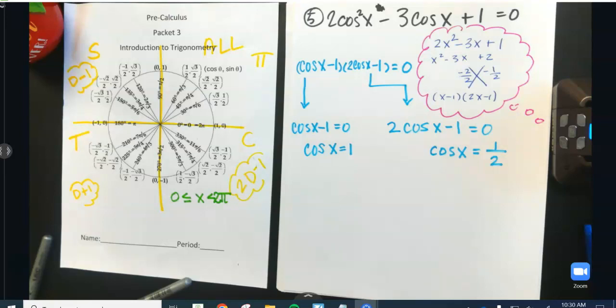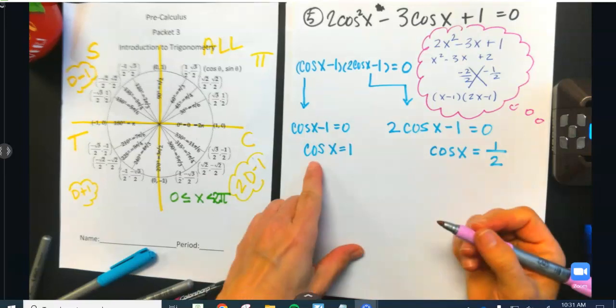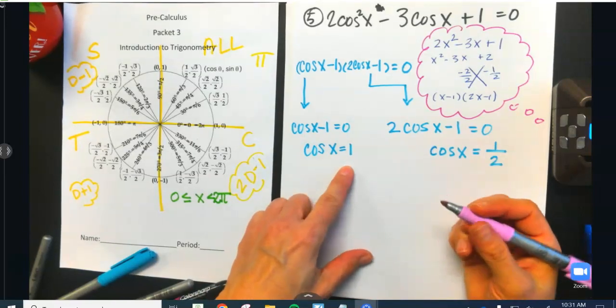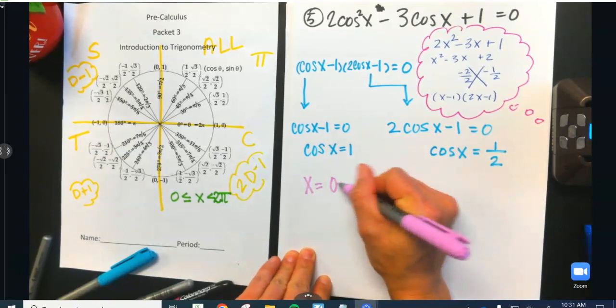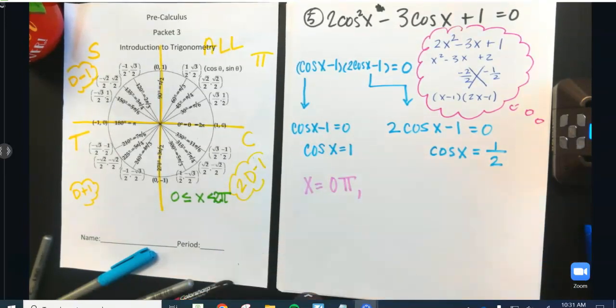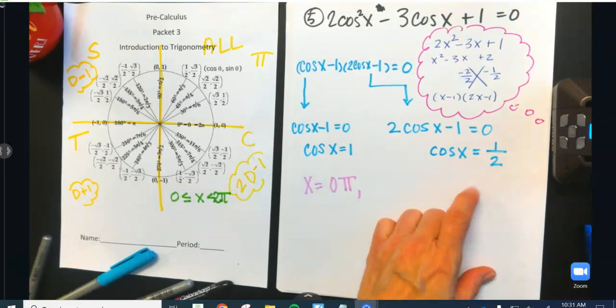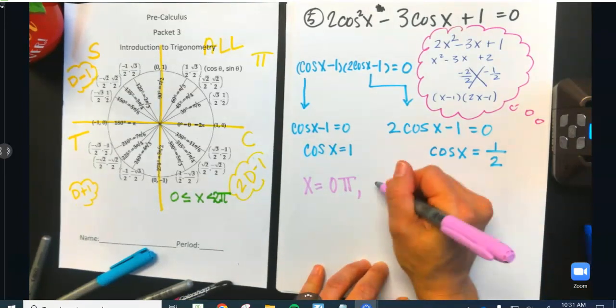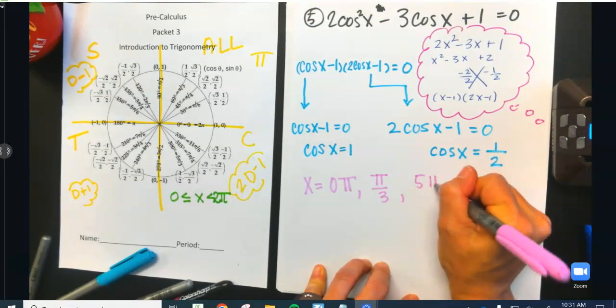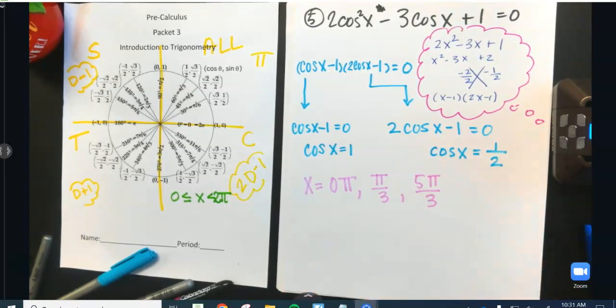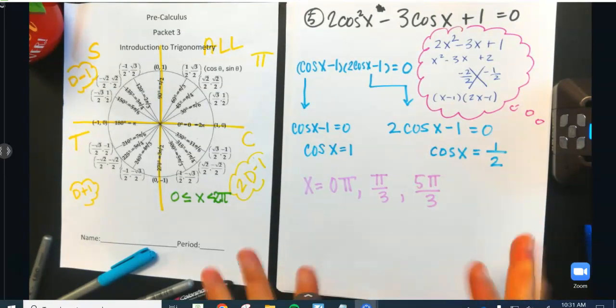Think about all those radians where it equals. Michaela, I'm picking on you. It's so exciting. All right. Do you know where cosine of x is 1? 0. Perfect. Yes, yes, yes. Do you know where cosine is 1/2? π/3. Yeah, and? And 5π/3. Perfect. Great job. That's 100 from Michaela. Any questions on how she got that?